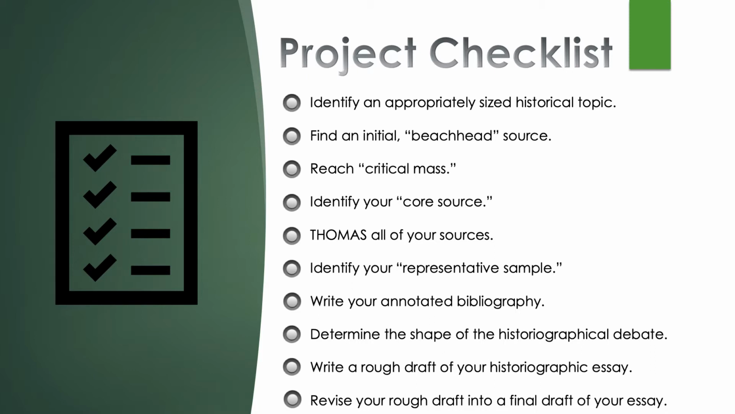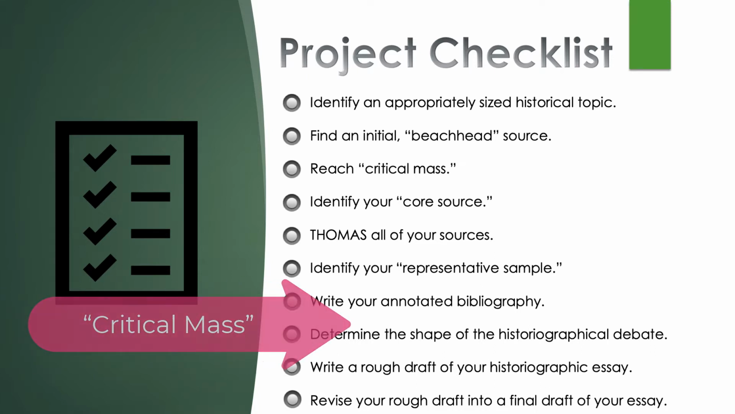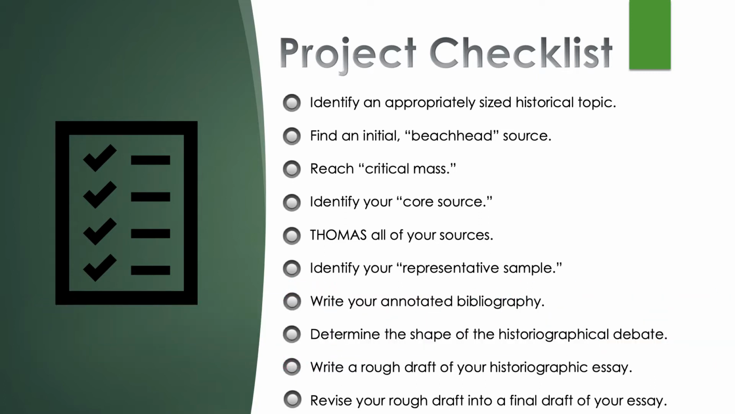Okay, but now look at the step right below that. Identify your representative sample. This is something I've mentioned in class before, but I want to take a closer look at it here. Critical mass, if you can remember, is the state at which you've found just about every source in your historiographic debate. But the reality is that you're not going to write about every single source that you found. Rather, you're going to need to select sources that are representative of the many ways that historians have approached a topic, the many perspectives that they've had, and the ways that perspectives and arguments have changed over time. To do that, you need to identify a handful of sources to make up a representative sample. That's what we're going to figure out how to do next.